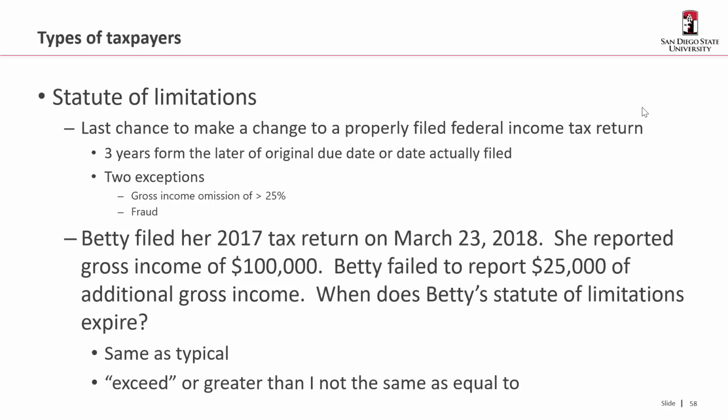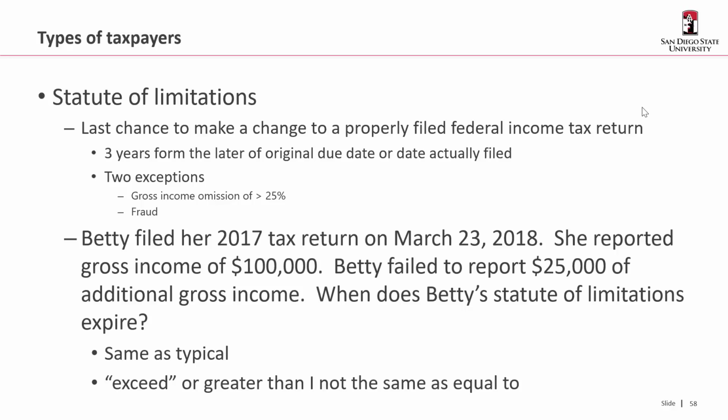She reported gross income of $100,000, but she failed to report $25,000 of additional gross income. When does Betty's statute of limitations expire? Well, the answer is she did fail to report 25% of her additional gross income, but she does not trigger the exception because it needs to be greater than 25%.